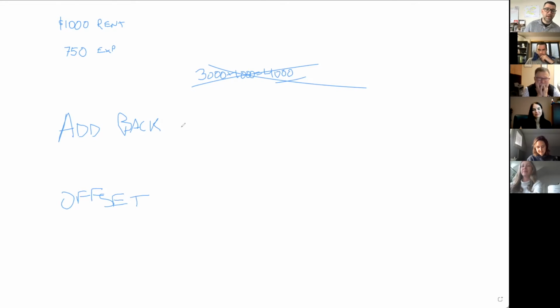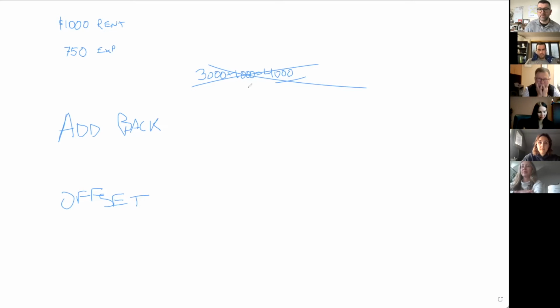Okay, add back. So can anyone tell me, if you know how these things are calculated, what gives you a clue on add back? What gives you a clue on offset? How do you remember what it does? I think it's in the name. Okay, so add back makes the most sense. You're going to add it back to your income.